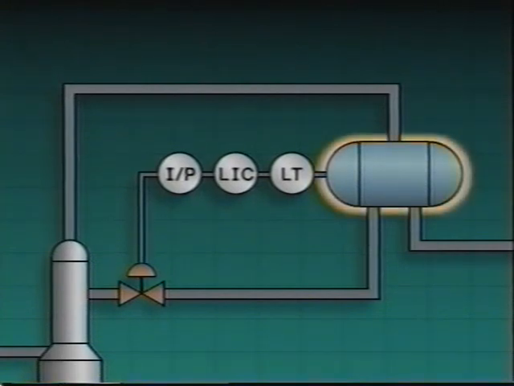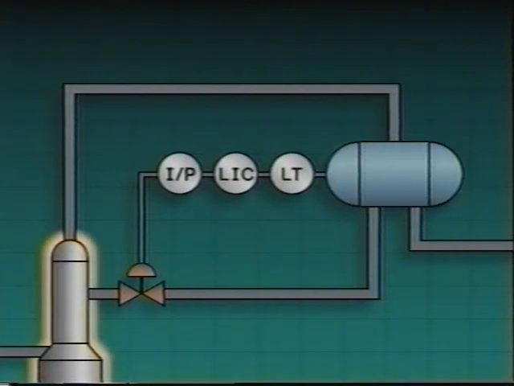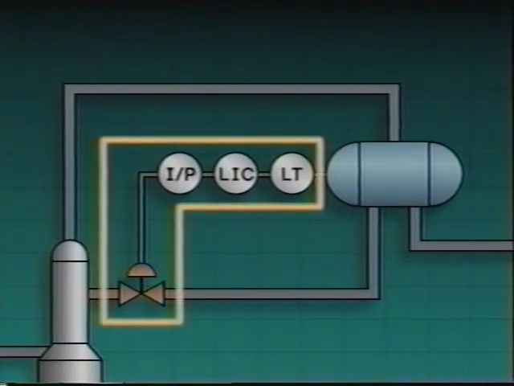In this system, liquid in an accumulator is refluxed to the tower to help control the top temperature in the tower. The control system is designed so that the level in the accumulator controls the flow rate of reflux to the tower. And the flow rate, in turn, controls temperature.